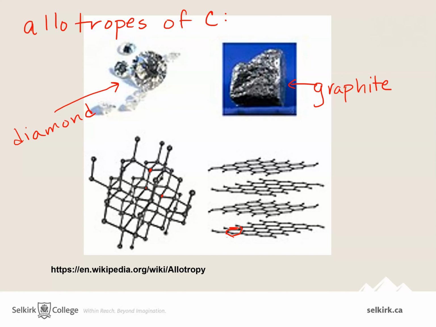But between the layers, where's my pen gone here? Whoops, over here. In between the sheets, there are no bonds at all. So those sheets can slide very easily past each other, and that's why you can rub graphite off onto your paper when you're using a pencil, or that's why it's a very good lubricant.